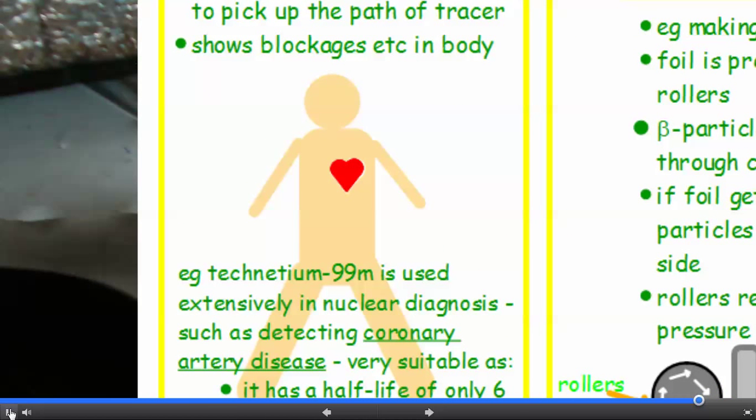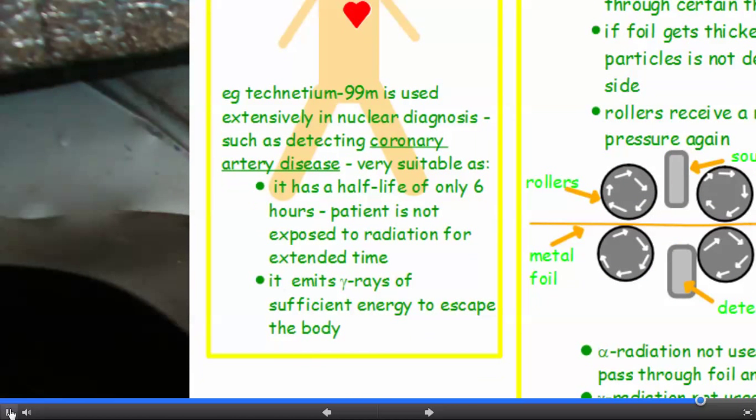An example is technetium-99m. Now, this is used extensively in nuclear diagnosis, and one thing it's used for is in detecting coronary artery disease. It's very suitable for this use because it has a half-life of only 6 hours. So the patient is not exposed to radiation for an extended time. And it emits gamma rays of sufficient energy to escape the body, so you can actually detect it.